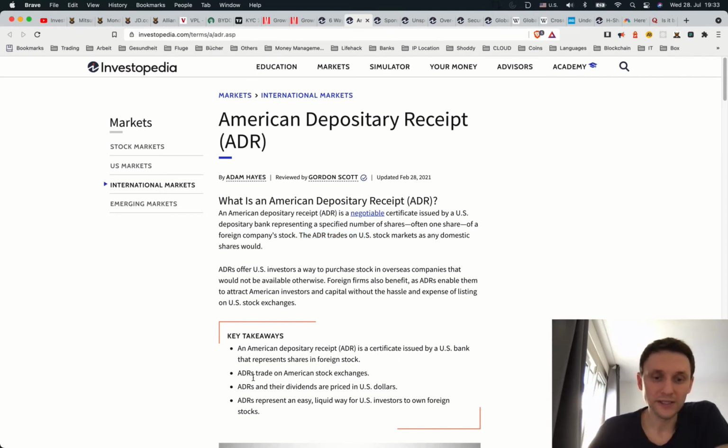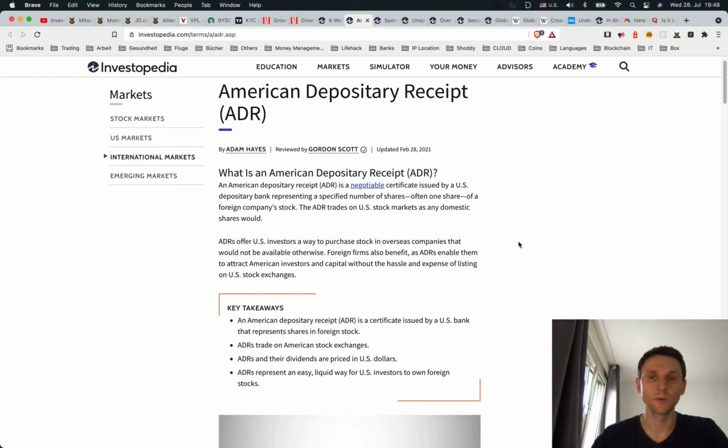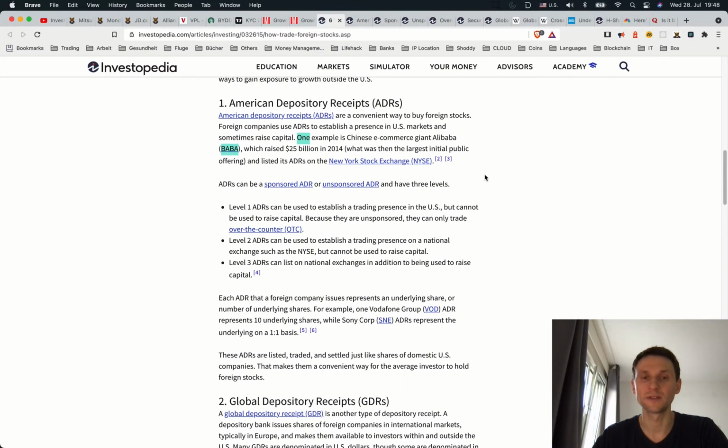And below you can see some takeaways on this topic. This one is important. If you buy an ADR for a company which pays dividends, then you will get your dividends paid by this depository bank. In our example, it was Citigroup. So it's also convenient. If a company pays dividends, you will get your dividends.